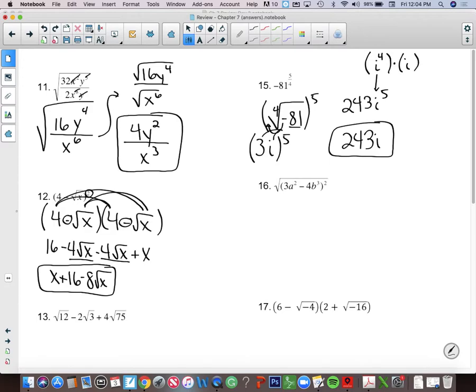So this is the way that was simplified down. i to the 4th comes out of there, and I have just an i left. So I have 243i.